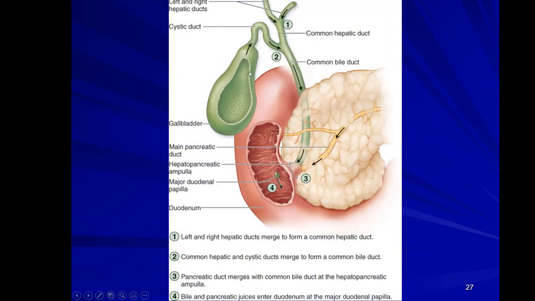And here's a bigger picture of that showing how the common bile duct from the gallbladder and the pancreatic duct fuse together, merge together, form the ampulla of Vater. The sphincter in there would be the sphincter of Oddi, which is not labeled. And the bump right here is the major duodenal papillae.